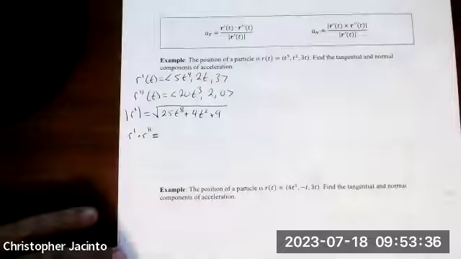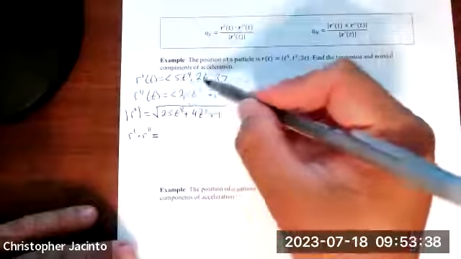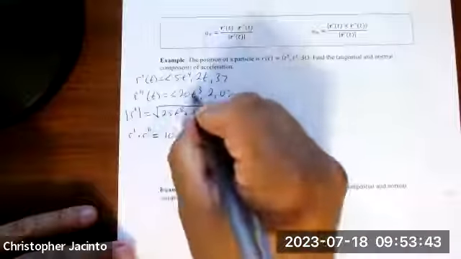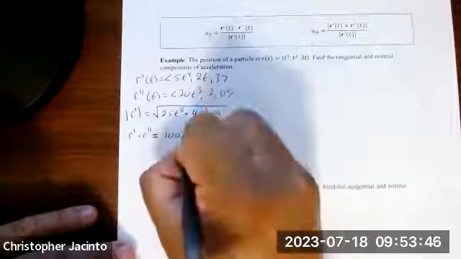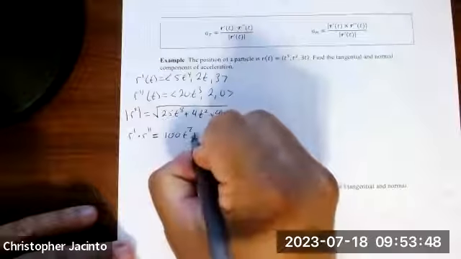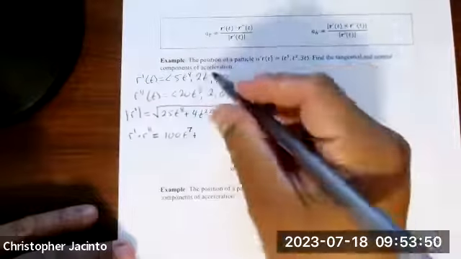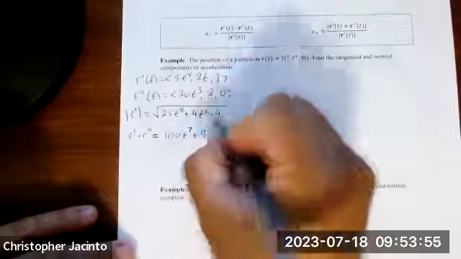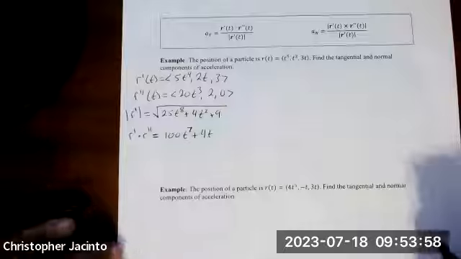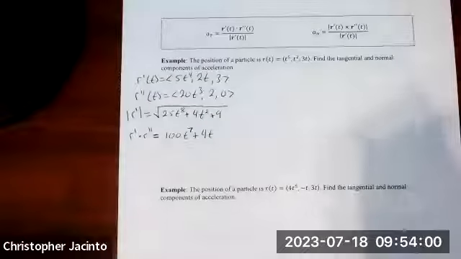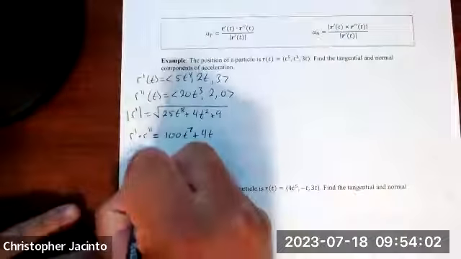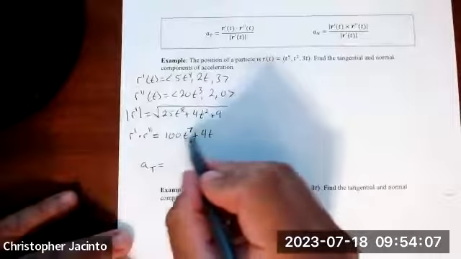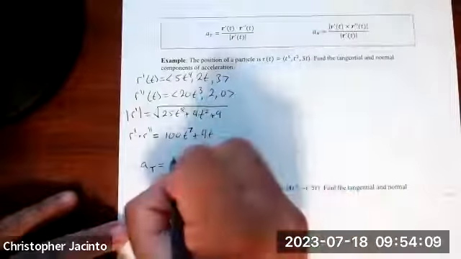So remember, the dot product is multiplication and add, right? So this times this, plus this times that, plus that times that. So 5 times 20 is 100. T to the third times t to the fourth is t to the seventh. This times this is going to be 4t, and that's 0. Okay, cool. So therefore, our acceleration of the tangential vector is going to equal this divided by that.